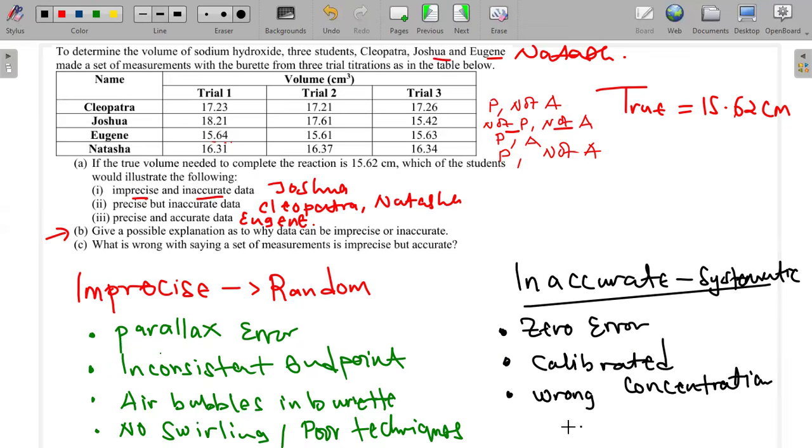Some other reason is contaminated solutions. So it's not just an acid, maybe they added some things there, and you don't know that it's actually contaminated. It's going to give you wrong results. So those are some of the examples and the reasons why the data can be imprecise or inaccurate. So any questions there, guys?